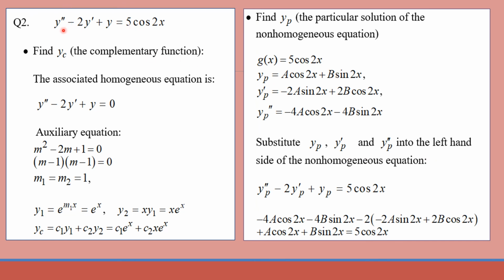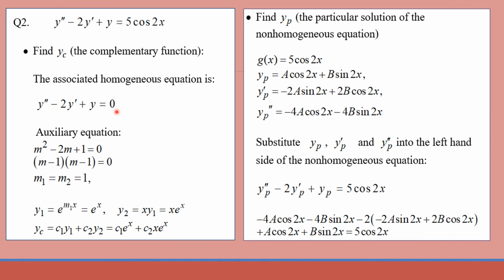Example number 2, y double prime minus 2y prime plus y equals 5 cos 2x. Again we are seeing a non-homogeneous linear equation with constant coefficients. To solve this equation, we start by finding the yc. To find the yc, we need to form the associated homogeneous equation. In other words, you need to replace this 5 cos 2x by 0.